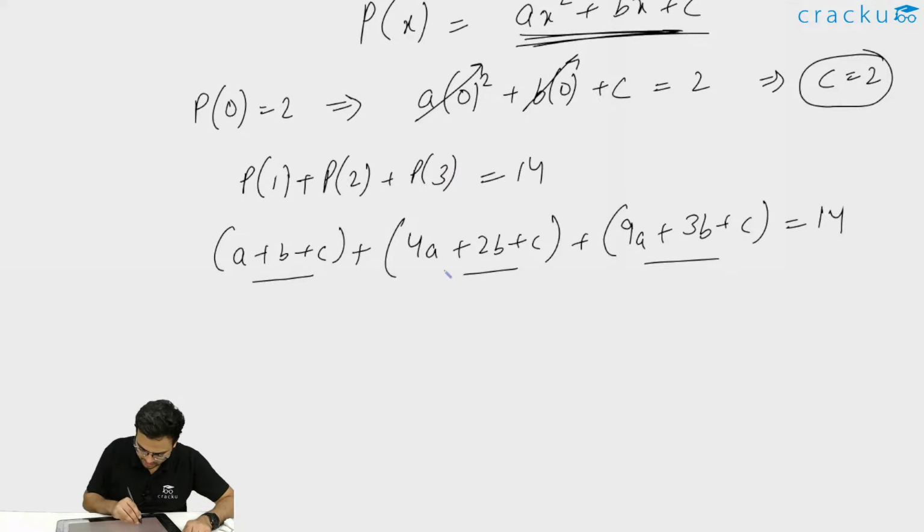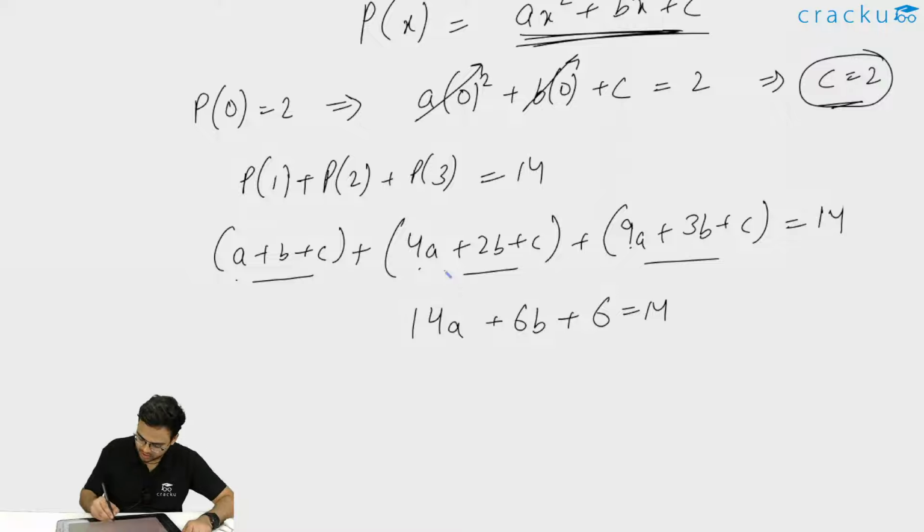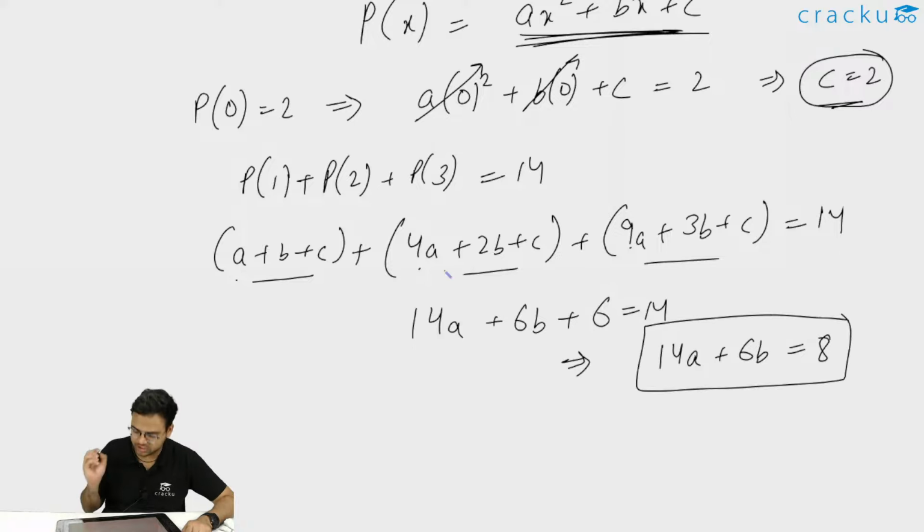Now what will happen? a + 4a + 9a is 14a: 1 plus 4 is 5, 5 plus 9 is 14. b + 2b + 3b is 6b, so 14a + 6b, and c + c + c, so there are 3c, and we have already calculated the value of c. So 3 into c, which is 3 into 2, will be 6. So 14a + 6b + 6 is equal to 14. This implies we get our first equation as 14a + 6b is equal to 8. We have this equation now.